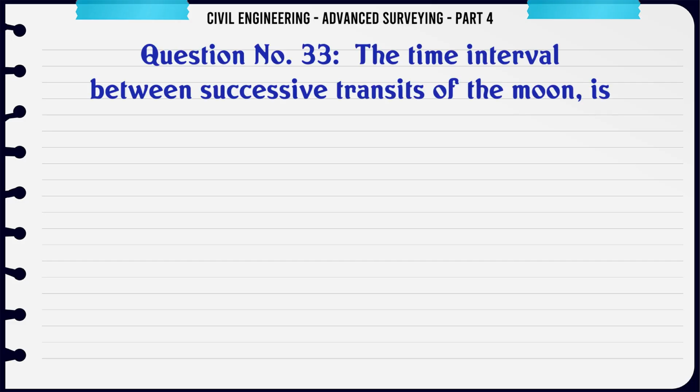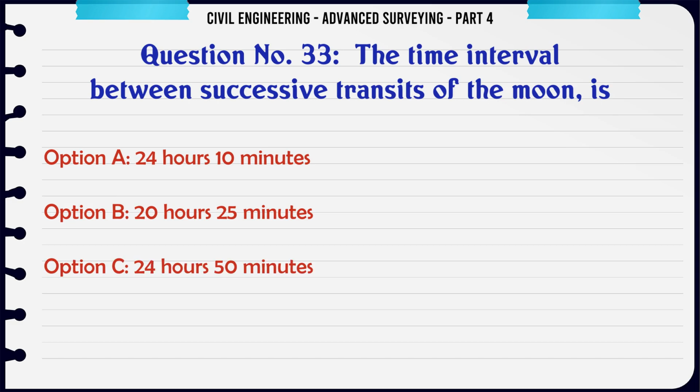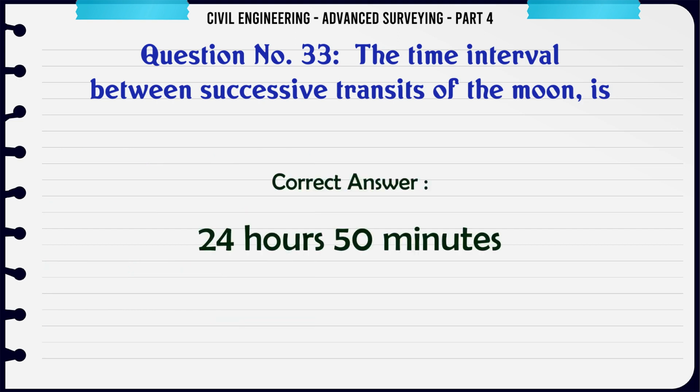The time interval between successive transits of the moon is: A. 24 hours 10 minutes. B. 20 hours 25 minutes. C. 24 hours 50 minutes. D. 23 hours 50 minutes. The correct answer is 24 hours 50 minutes.